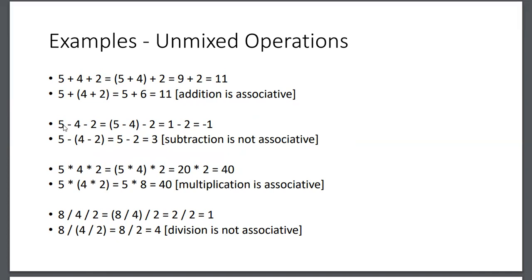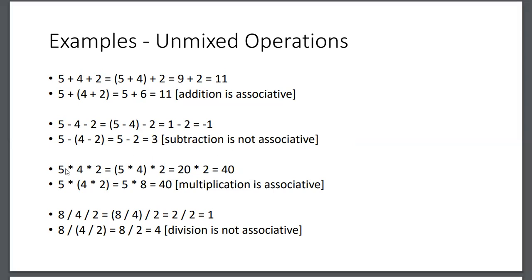Subtraction, 5 minus 4 minus 2. Left to right, it's 5 minus 4 and then minus 2, so that's 1 minus 2 or negative 1. If you group them a different way, put in parentheses like this, you're going to get something different. 4 minus 2 is 2. 5 minus 2 is 3. Subtraction is not associative.